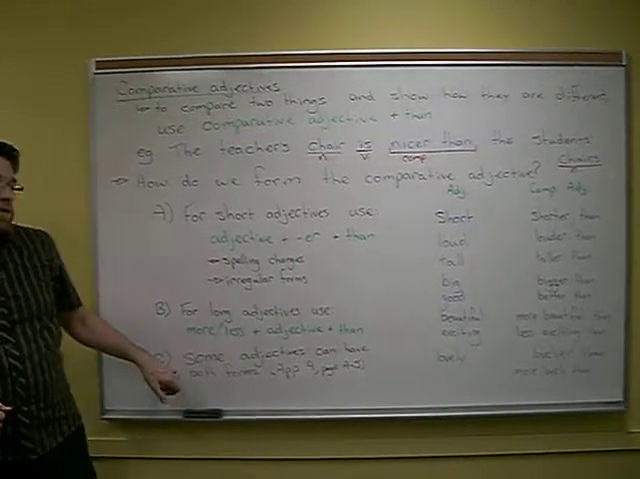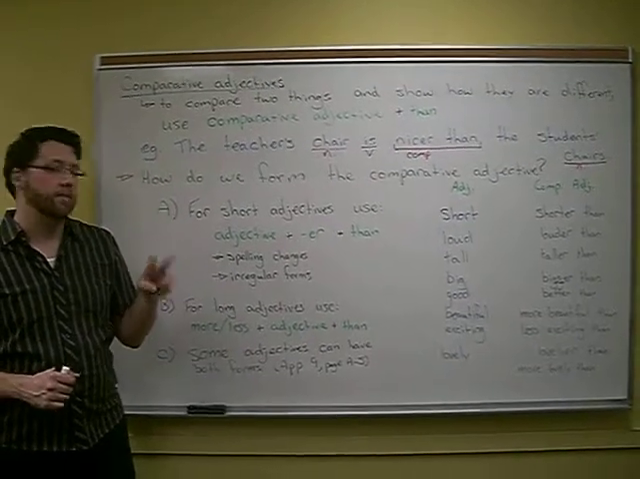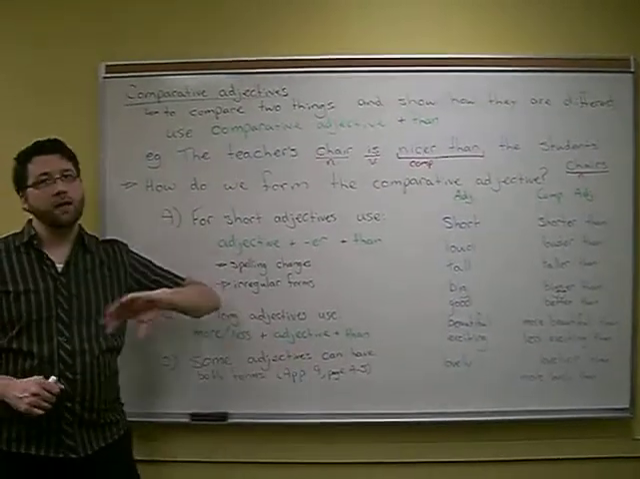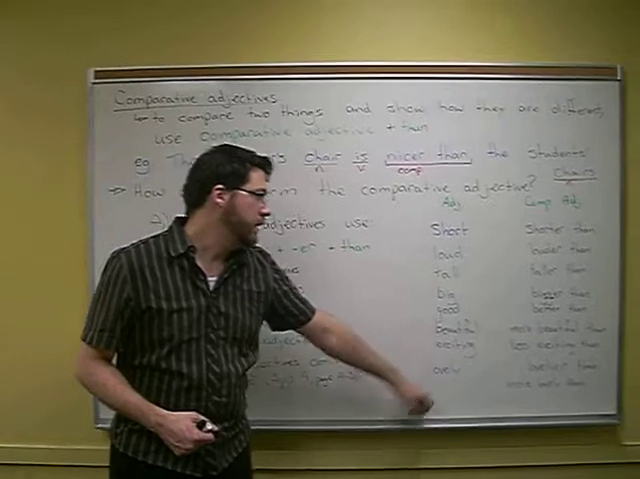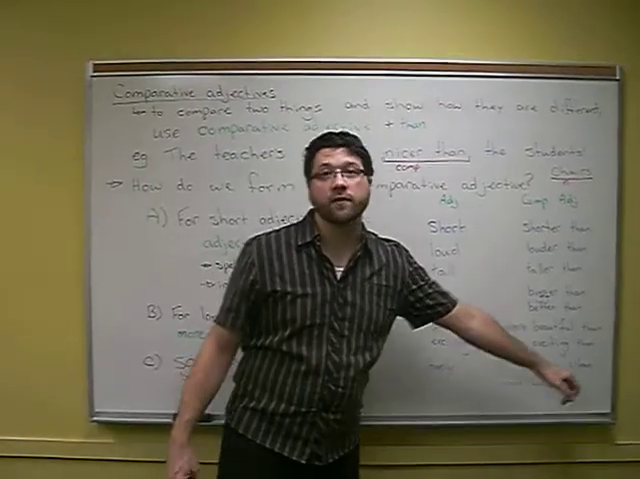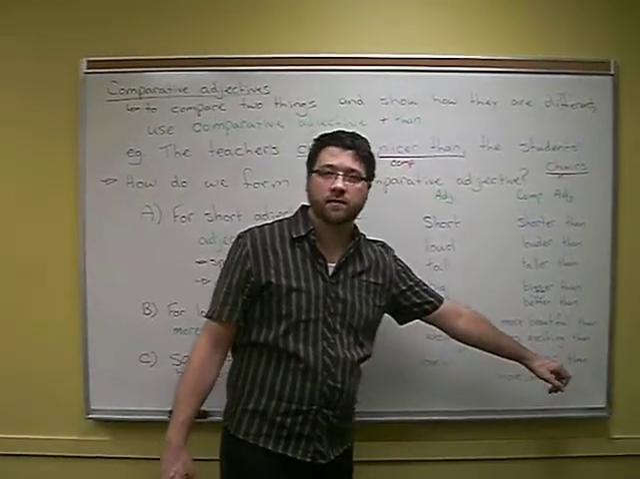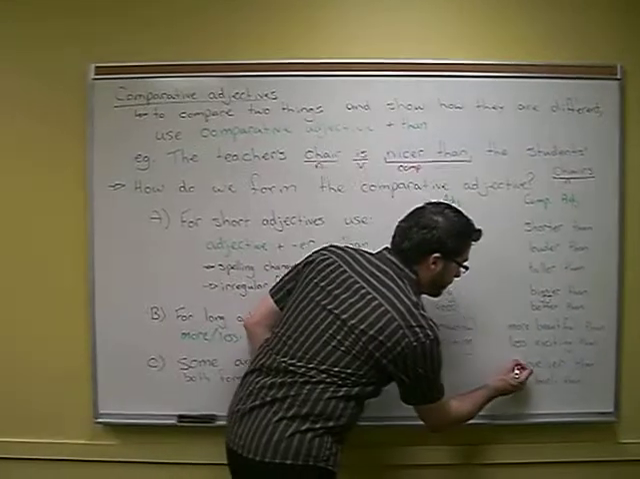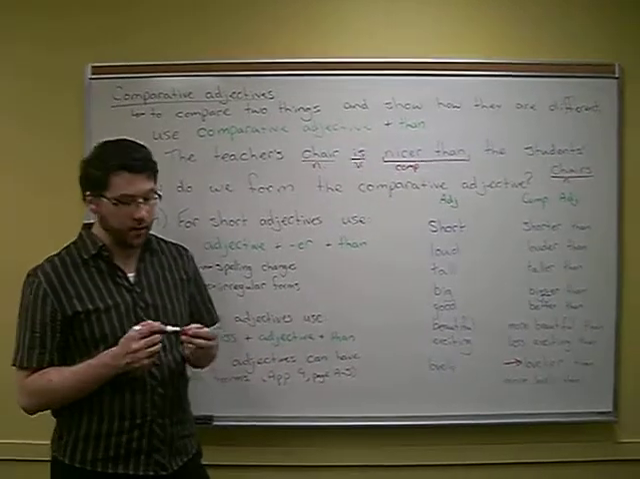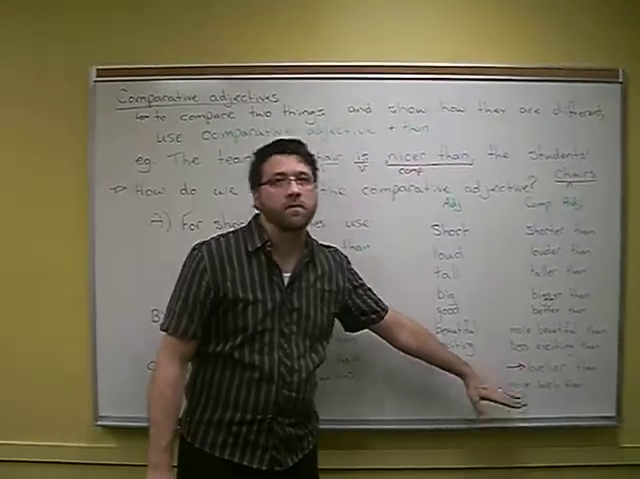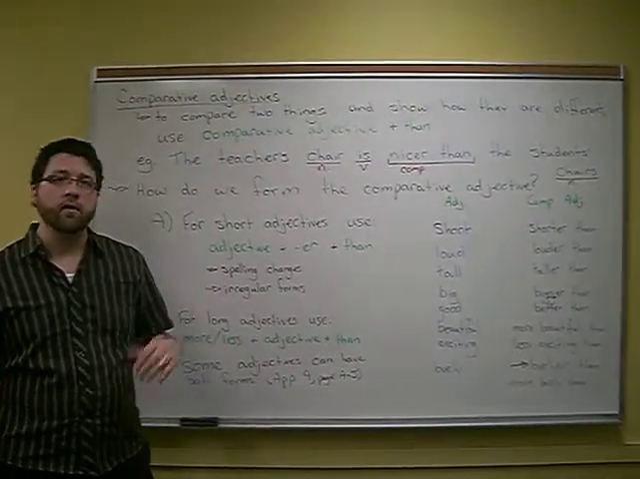Okay, and the last point, it's not really a form, but some of these adjectives, and usually it's two-syllable adjectives, can be used in both forms. One example is lovely. We can say, this is lovelier than that. Or we can say, this is more lovely than that. Lovelier, this form is more common in speaking. We would write more lovely than. Okay, so we're going to continue on and go to part 3.